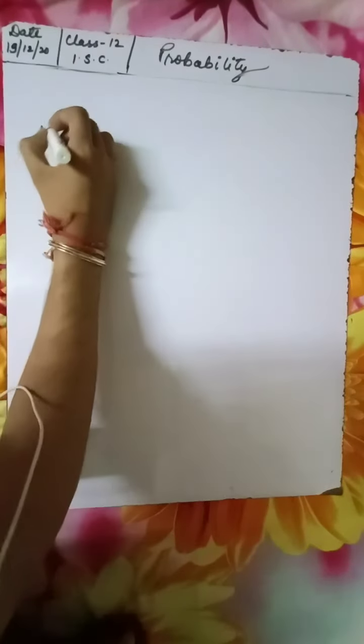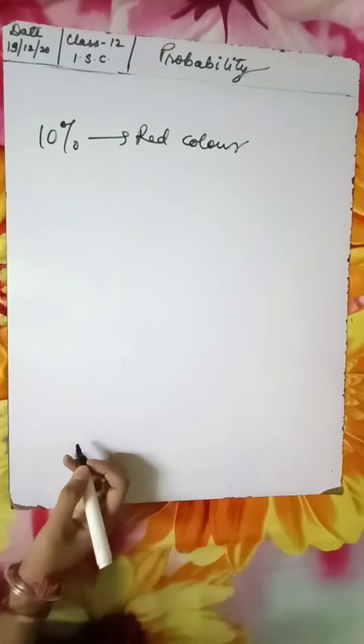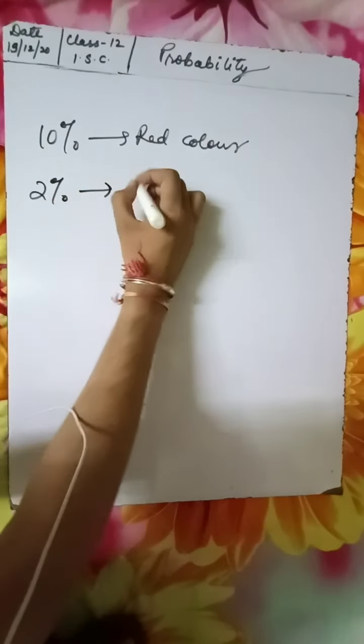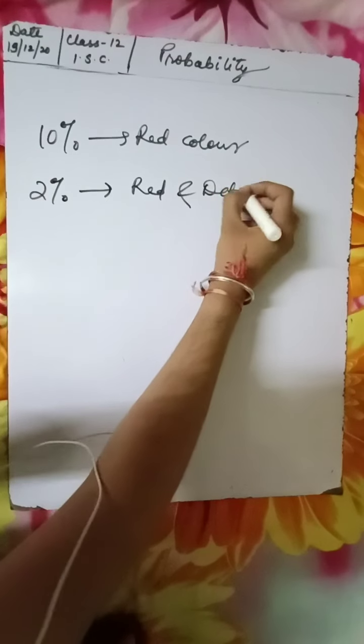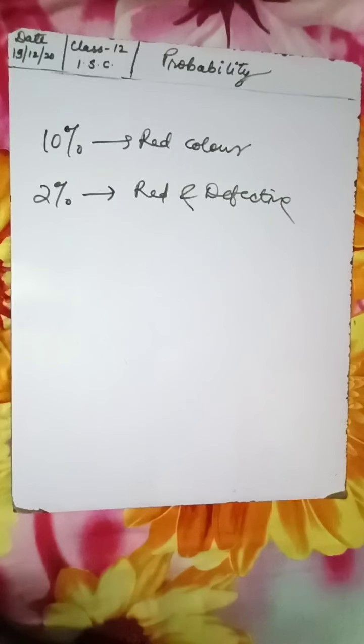All right, now listen, the another question which we will be doing. 10% of bulbs produced in a factory are of red color, and 2% are red and defective. If one bulb is picked up at random from all of them, determine the probability of it being defective if it is red.